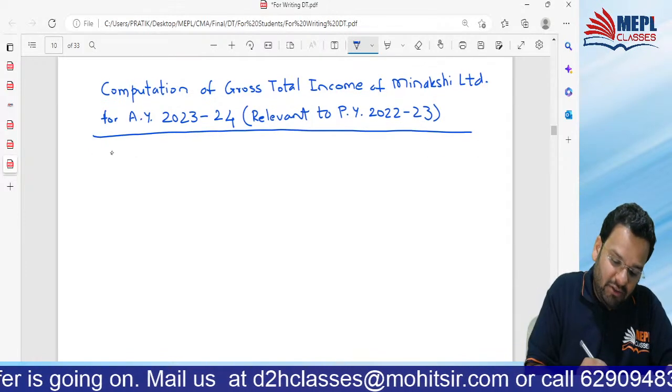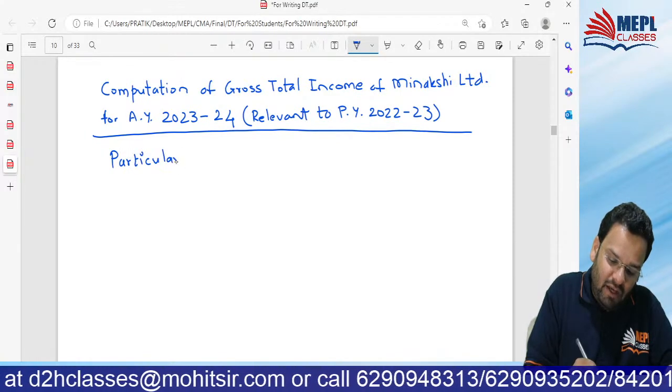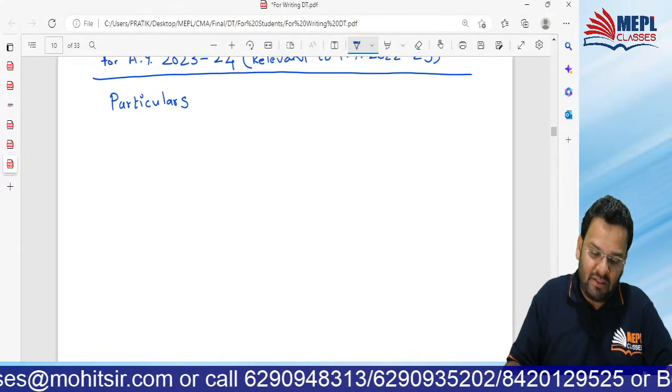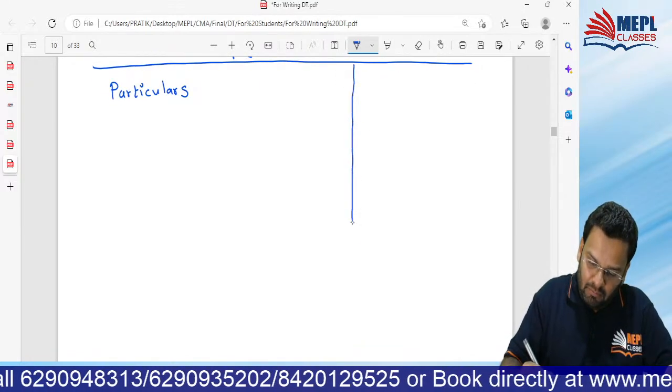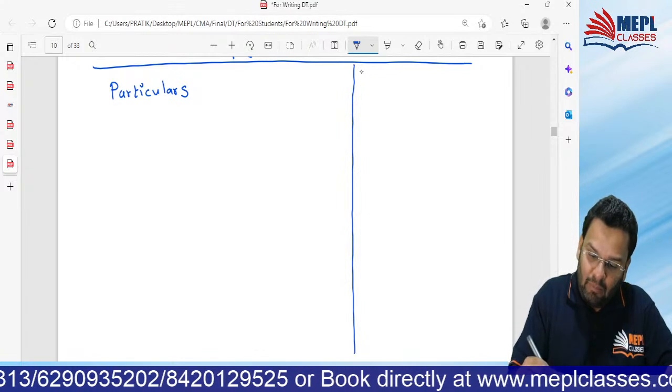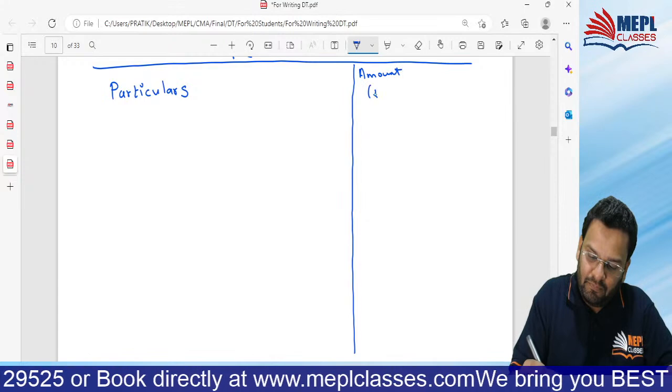Particulars, and because it is a total income question, there will be 3 amount columns. So make systematically 3 amount columns. Particulars, amount rupees, amount rupees, amount rupees.